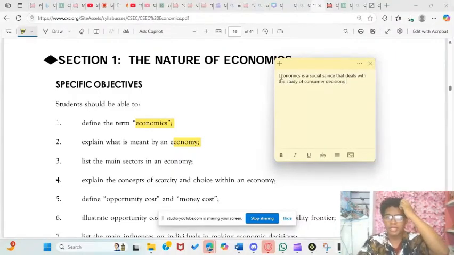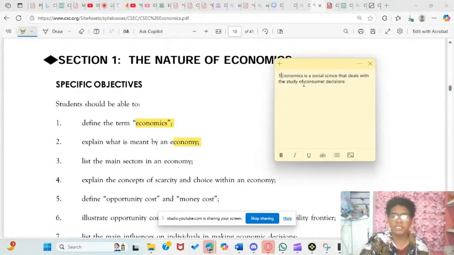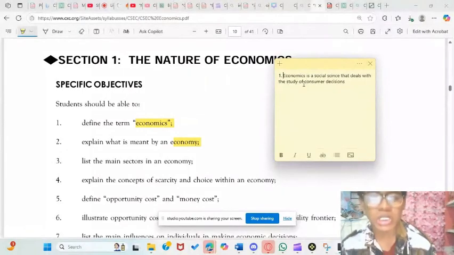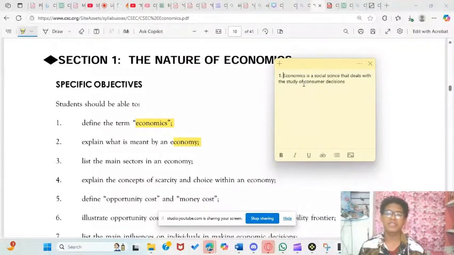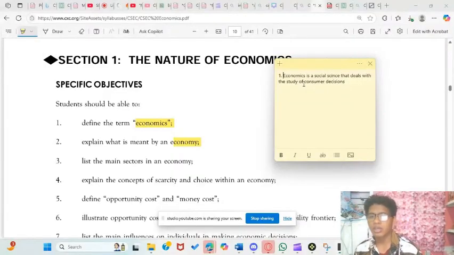So when we hear the term economics, we're looking at the first portfolio, which is the introduction or the nature of economics. I did do a last video on the nature of business. That's on my other channel, Study Prep Guys Business. I will post a link to it down in the description below. But economics is a social science that deals with the study of consumer decisions.